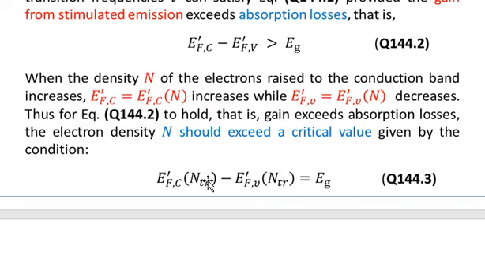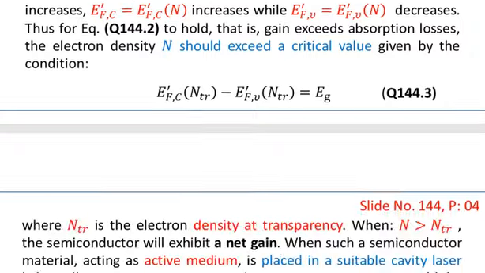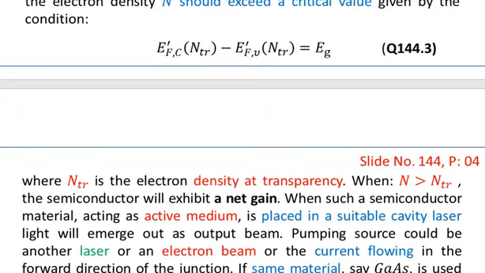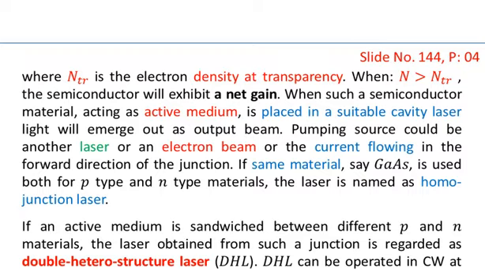So when the density of electrons in the conduction band is equal to the density at transparency, then condition number 3 will hold and the semiconductor will appear to be transparent. That is, there will be no amplification due to stimulated emission, or you can say that the stimulated emission is being balanced by the stimulated absorption. That is, the generation of photons is balanced by the loss of photons through absorption, where NTR is the electron density at transparency.